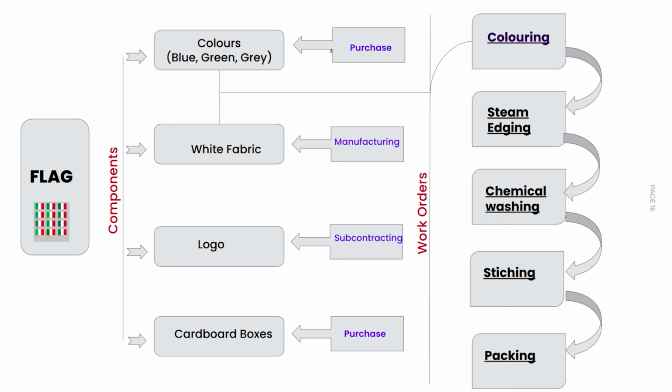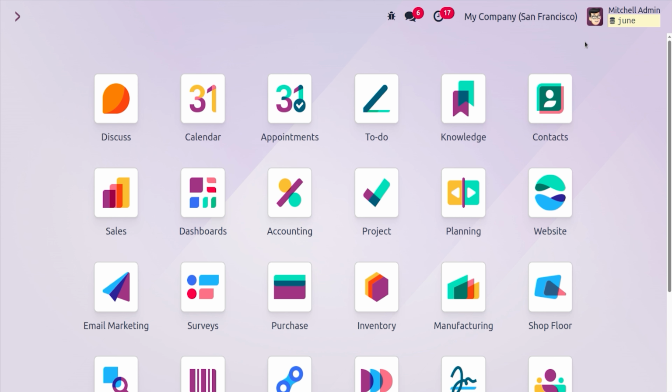Before starting the manufacturing process, let's check how the configurations are done and how the components and bill of materials are configured. So let's start with the manufacturing module. Let's check the configuration of bill of materials and components. For that, move to the manufacturing module.